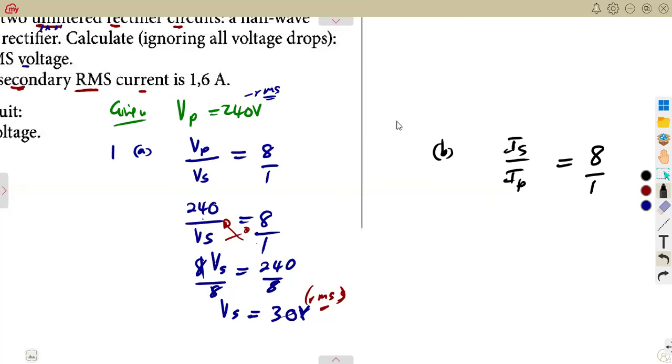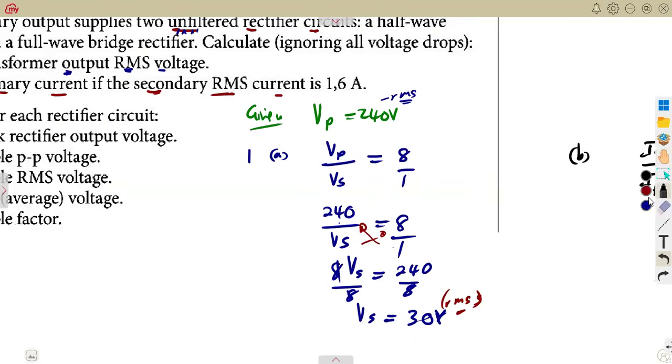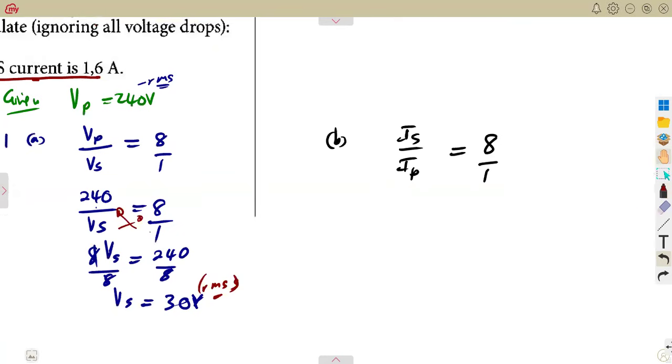So given a secondary RMS current of 1,6, we already have the value of IS, which is 1,6 amps. What is going to be the value of IP, which is an RMS value again? So it's just a matter of substituting. IS we have, which is 1,6. So that is 1,6 over the primary current, which is equal to 8 over 1.